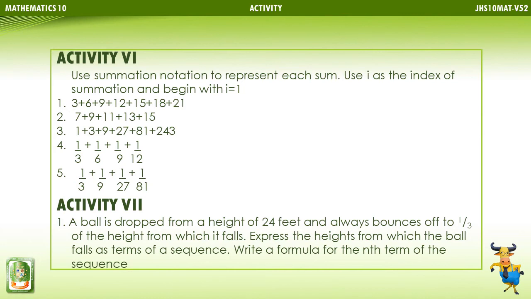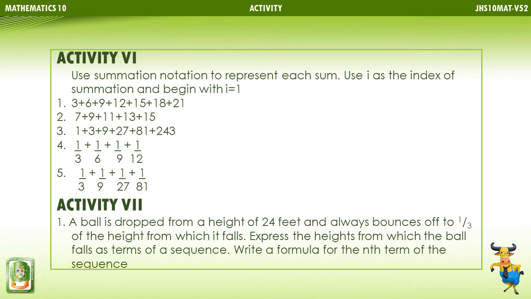Activity 6. Use summation notation to represent each sum. Use i as the index of summation and begin with i equals 1. 1. 3 plus 6 plus 9 plus 12 plus 15 plus 18 plus 21. 2. 7 plus 9 plus 11 plus 13 plus 15. 3. 1 plus 3 plus 9 plus 27 plus 81 plus 243. 4. 1/3 plus 1/6 plus 1/9 plus 1/12. 5. 1/3 plus 1/9 plus 1/27 plus 1/81.